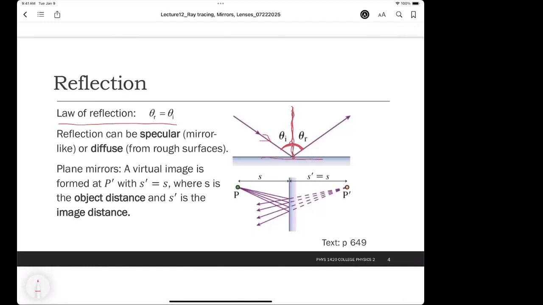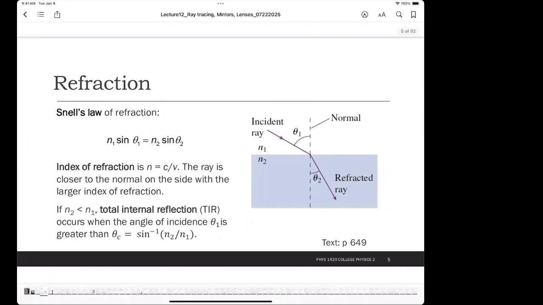A reflection can be specular, like a mirror, or diffuse, from a rough surface. Like plane mirrors, a virtual image is formed at this point P prime, with s prime equal to s. This distance and this distance are equal, where s is the object distance and s prime is the image distance. So this is the reflection, and then let's review something about refraction.